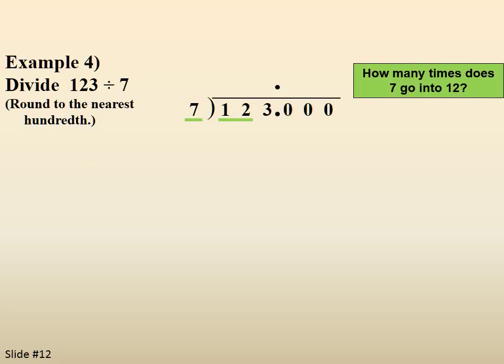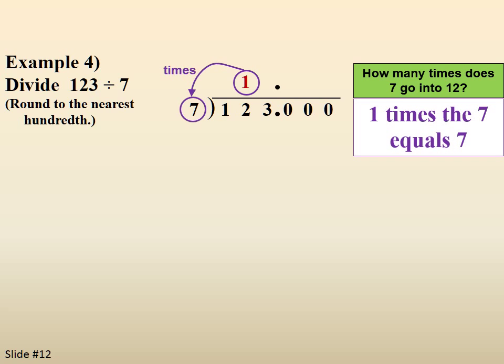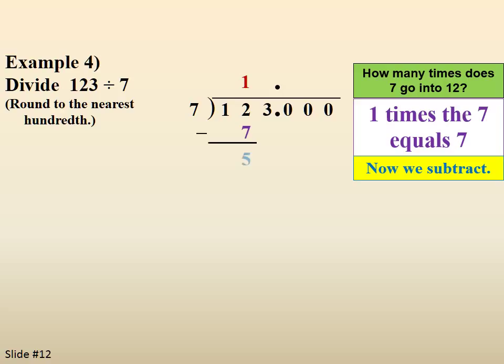So we start with the same thing. How many times does 7 go into 12? 7 goes into 12 one time. 1 times 7 equals 7. Now we subtract. Bring down the 3. Now, you notice it looks the same as we did before, except we're just going to continue on past the decimal point. We slid the decimal point up, so we don't have to worry about the decimal point anymore.